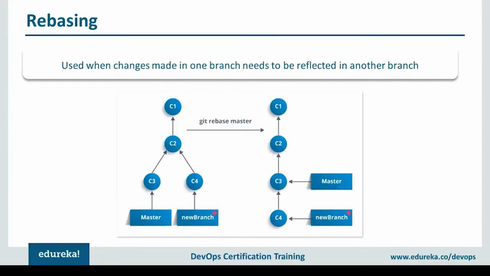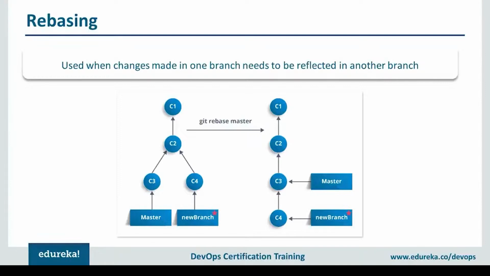Now what does rebasing mean? If you see the workflow diagram here, you've got a master branch and you've got a new branch. When you're rebasing it, instead of creating a merge commit which will have two parent commits, what rebasing does is that it actually places the entire commit history of your branch onto the tip of the master.